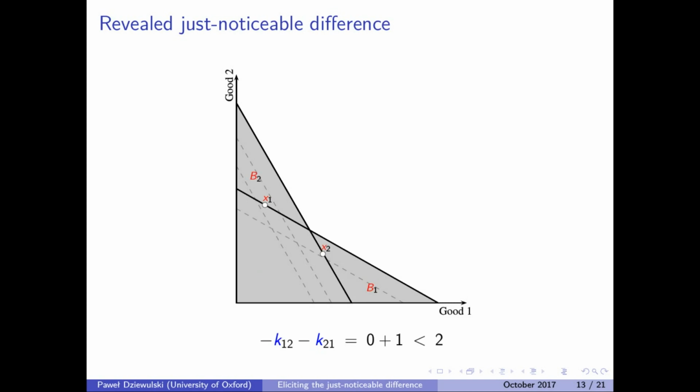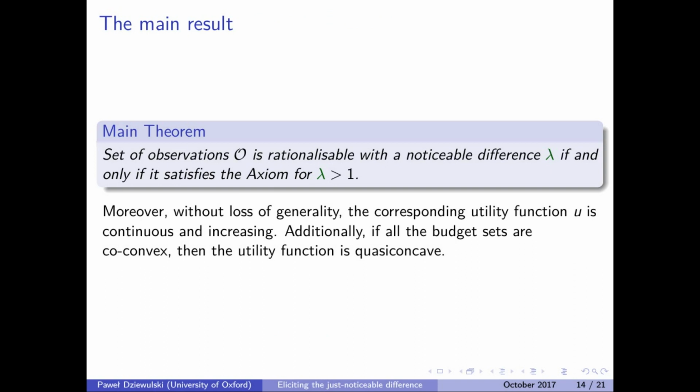To verify the condition, it suffices to take the negative of the sum of the two integers and see if it is strictly less than the number of elements in the cycle, which is 2. And it is. It turns out that the condition exhausts all the testable implications of noticeable differences. My main result states that a set of observations can be rationalized with a noticeable difference lambda if and only if it obeys the axiom for the same value of lambda.